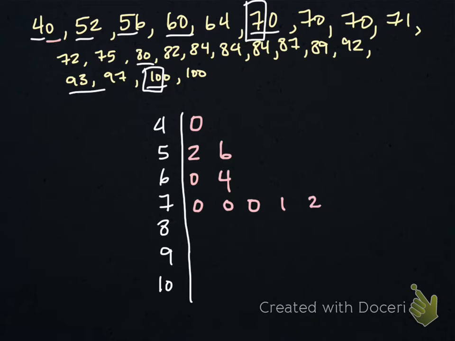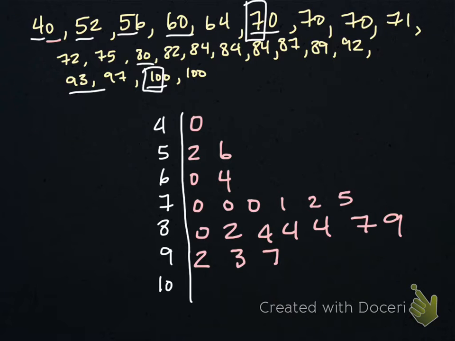For the 80s, I had an 80, an 82, 3 84s, so 1, 2, 3 on the right, a 87, and an 89. And then for the 90s, I had a 92, a 93, a 97, and I had 2 100s, so the last digit on those is just a 0. If we move this slightly up, because sometimes I write too big.